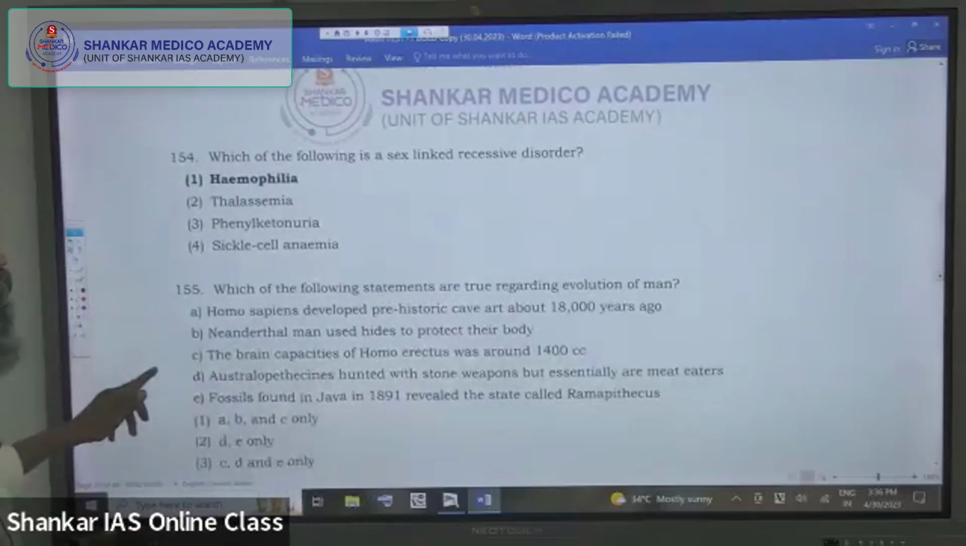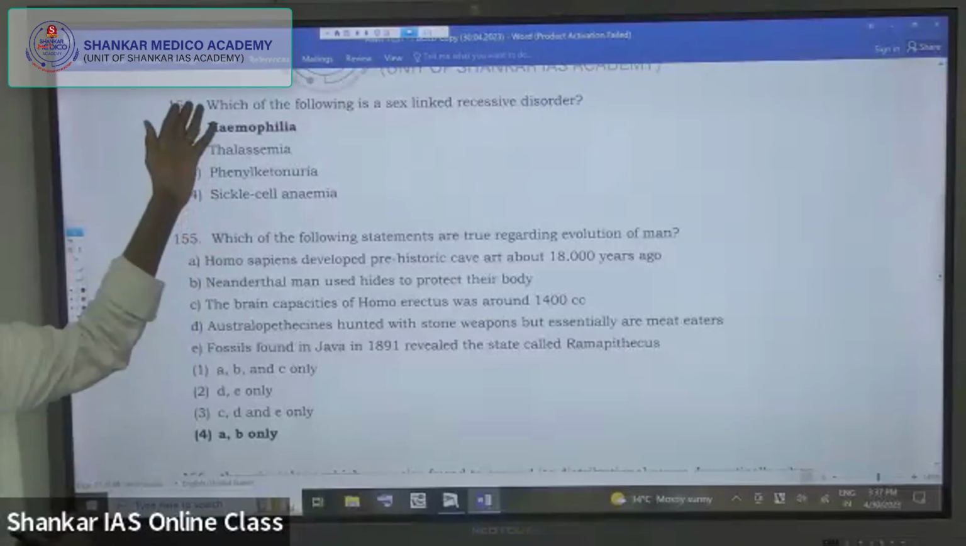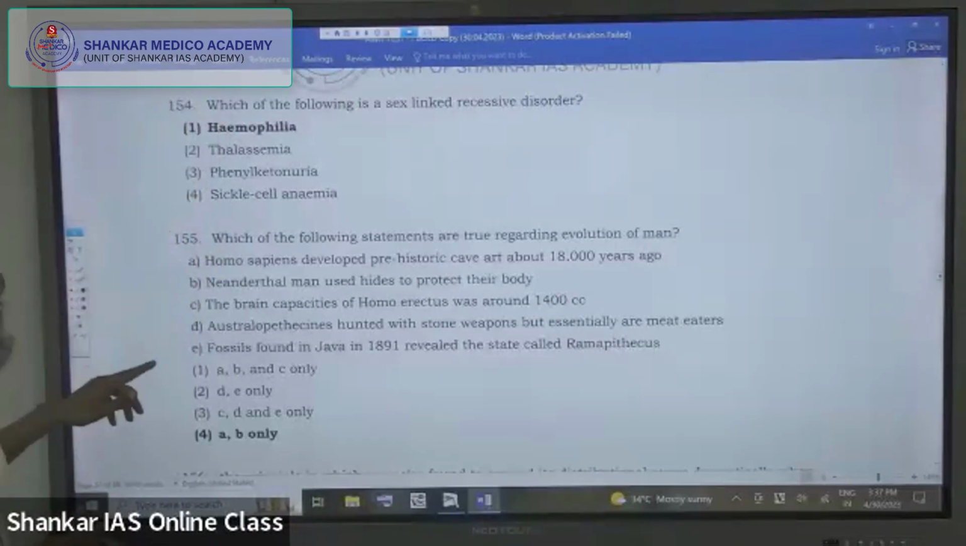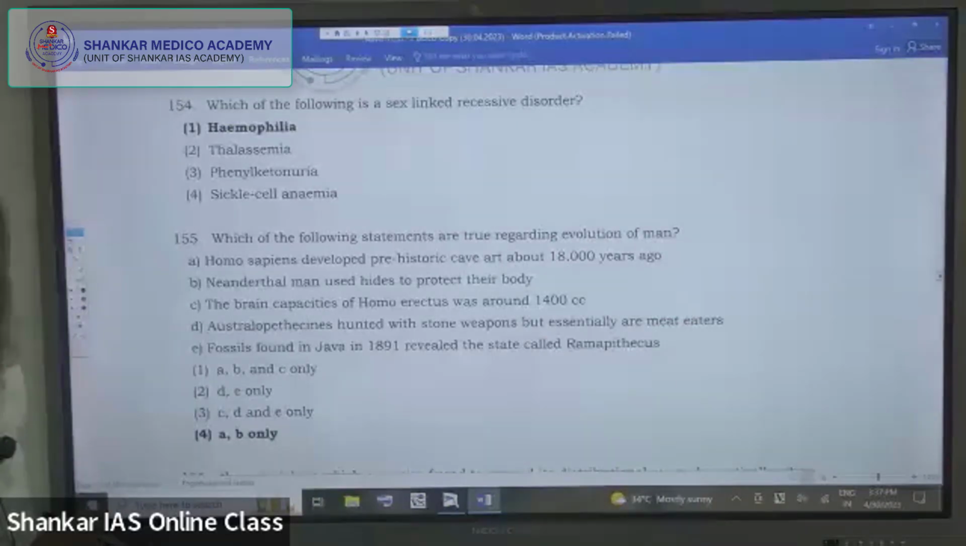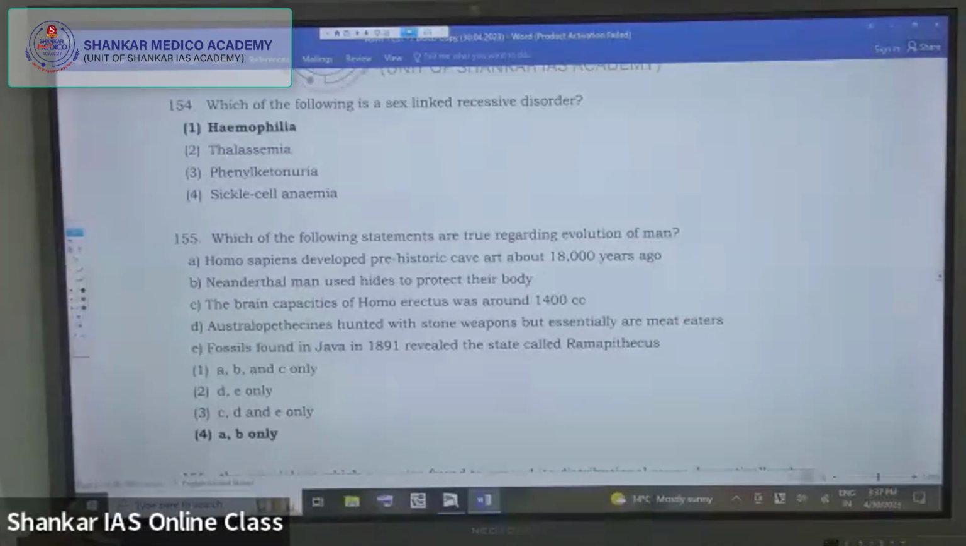Which of the following is sex-linked recessive disorder? What is another example? What is another example? Color blindness. What about all these three? Dominant, sir. Autosomal recessive. Very good. Autosomal recessive is correct.